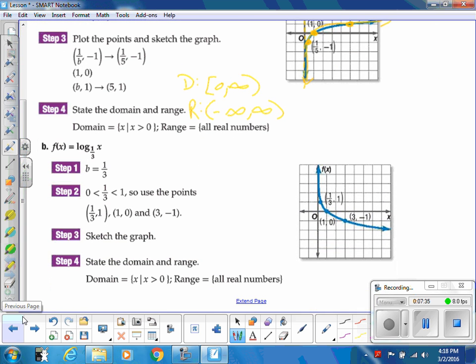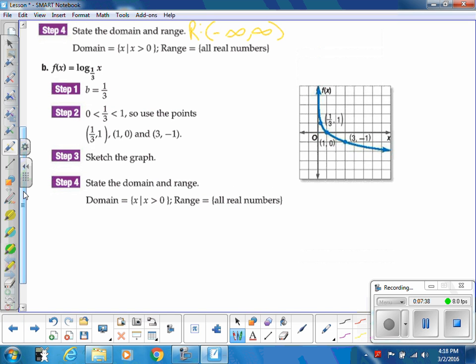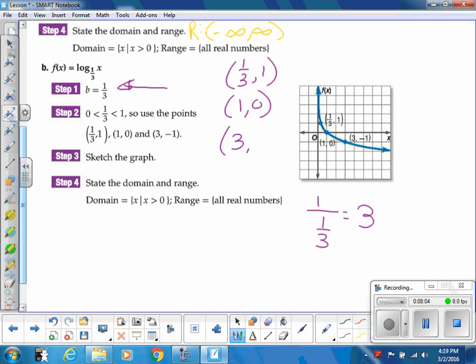If my b is between 0 and 1, like this one, where I have log base 1/3 of x, we identify that my b is 1/3. So when I go to do my points, I do the coordinate 1, 0. When I do b, 1, well, that's just 1/3, 1. And then I want 1 over b, negative 1. Well, 1 over 1/3, multiplied by its reciprocal, gives me 3. So I get 3, negative 1. Alright? And again, I can see they plotted 1, 0, 1/3, 1, 3, negative 1.